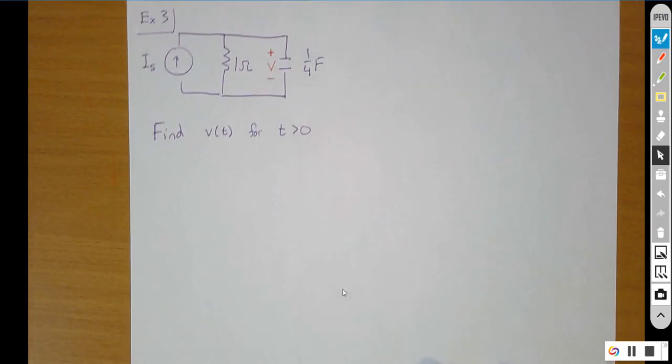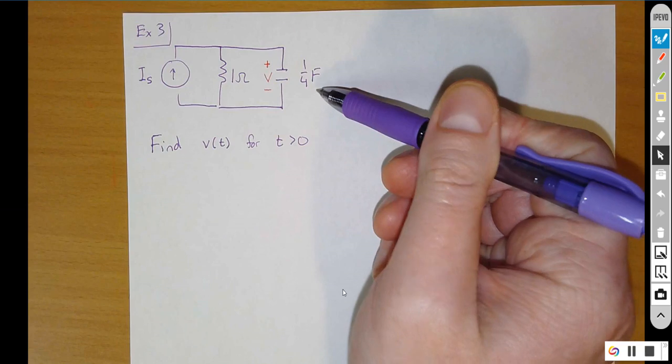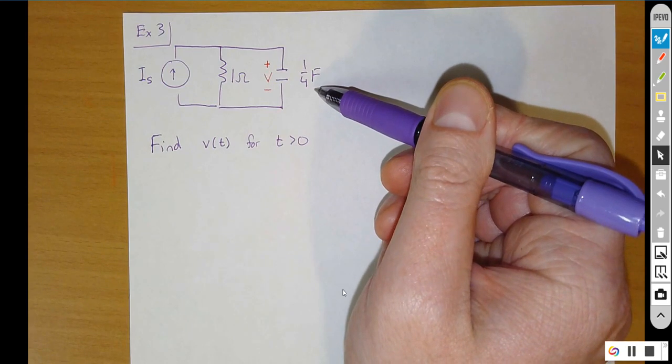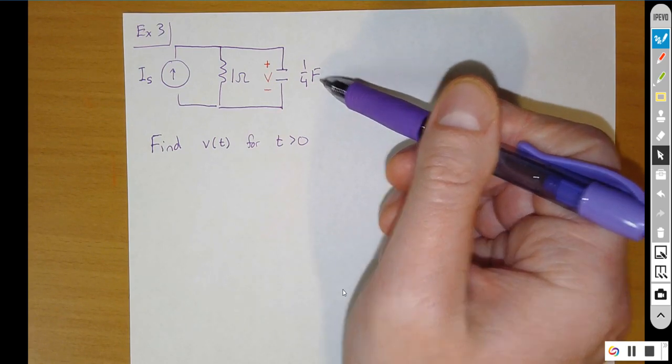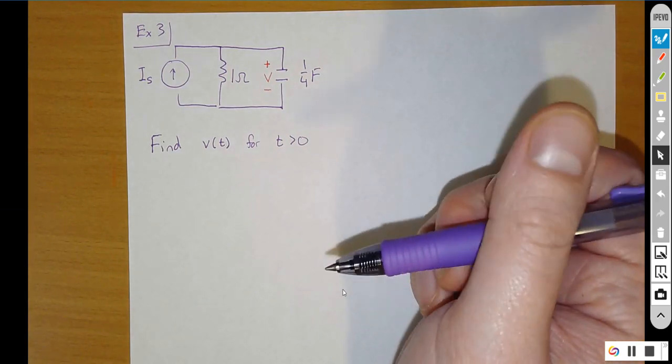So I've redrawn the circuit here. Take note that the picture has 250 millifarads, which is the same as a quarter of a farad. So I wrote it as a quarter of a farad for convenience.